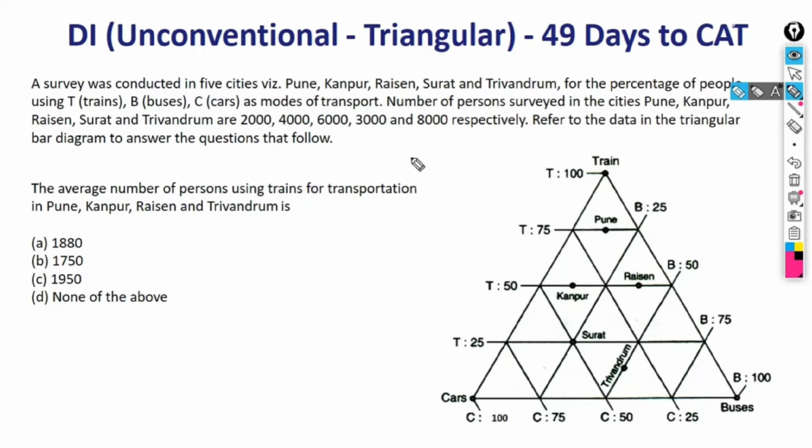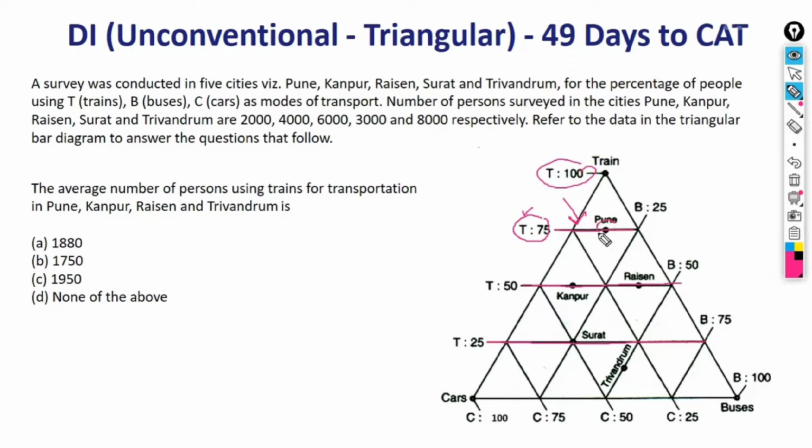Let's see a triangular graph. For example, in this case, let us try and interpret it and use it to solve a question. A survey was conducted in 5 cities and the percentage of people using trains, buses and cars has been plotted here. Let's see how you interpret it. You can see there are lines T, 100, 75, 50, 25. These lines are representative of trains. For example, trains 75% on this line.